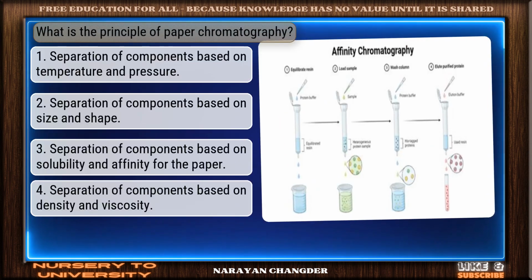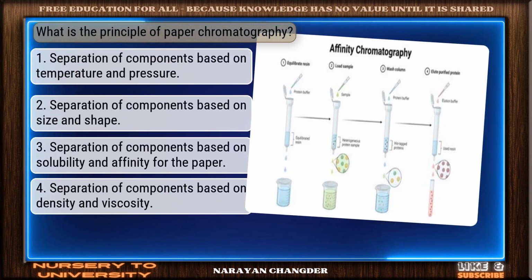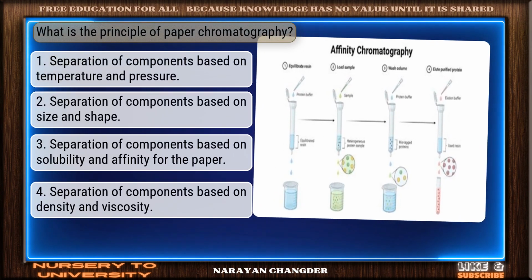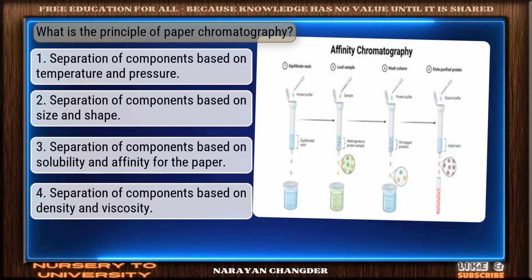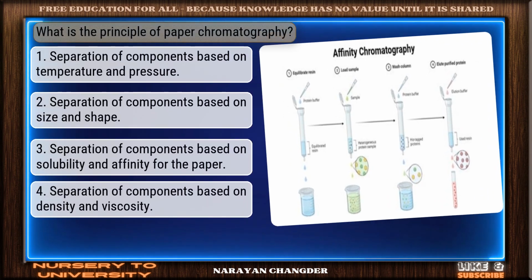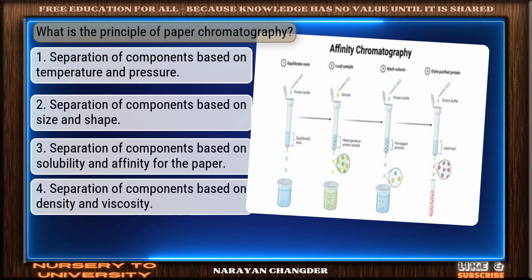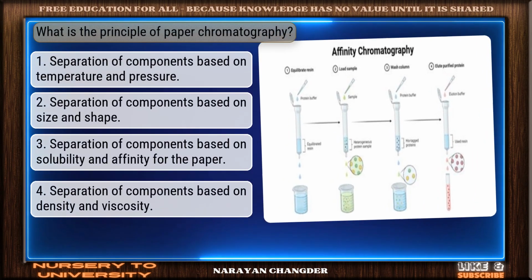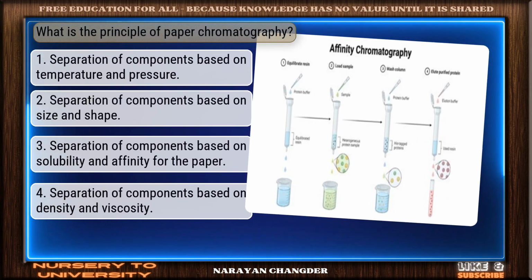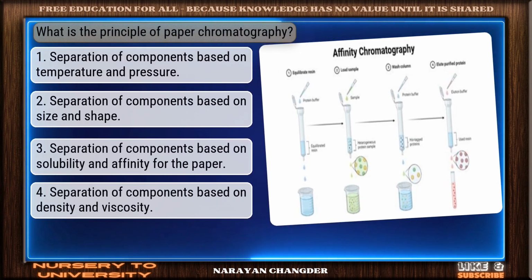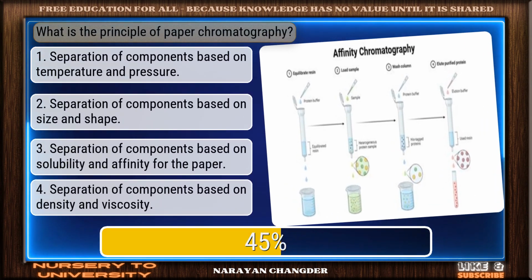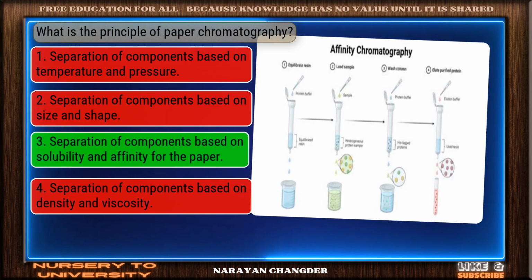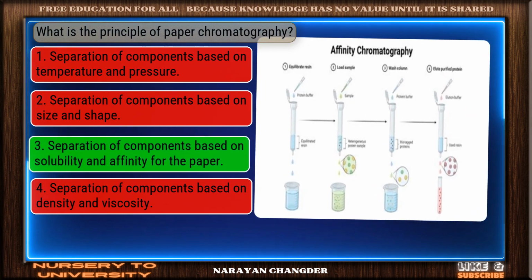Great work. What is the principle of paper chromatography? Option 1. Separation of components based on temperature and pressure. Option 2. Separation of components based on size and shape. Option 3. Separation of components based on solubility and affinity for the paper. Option 4. Separation of components based on density and viscosity. Separation of components based on solubility and affinity for the paper is correct.